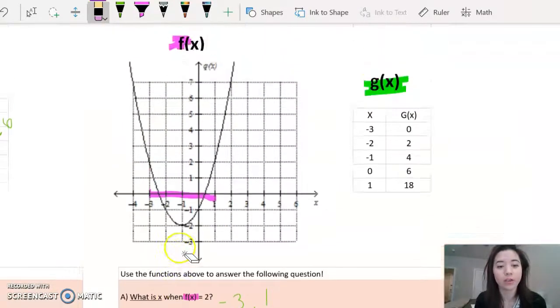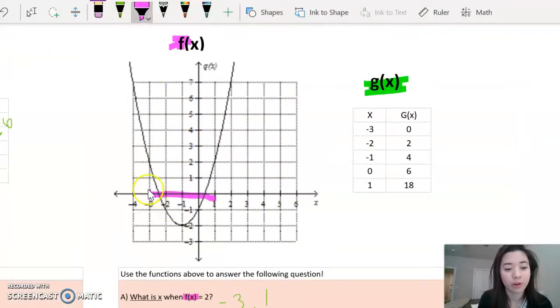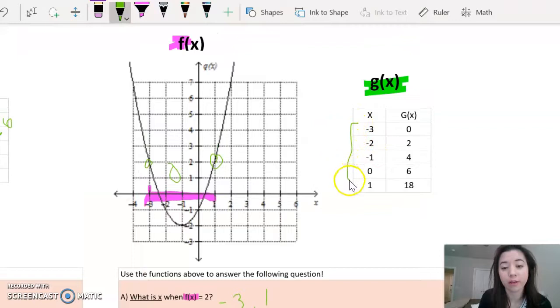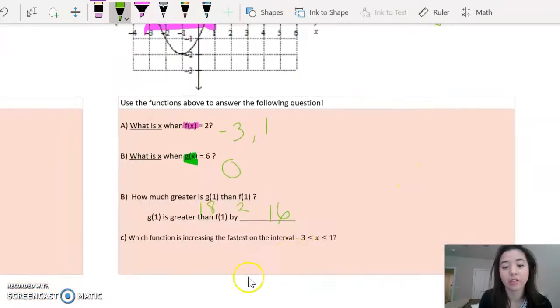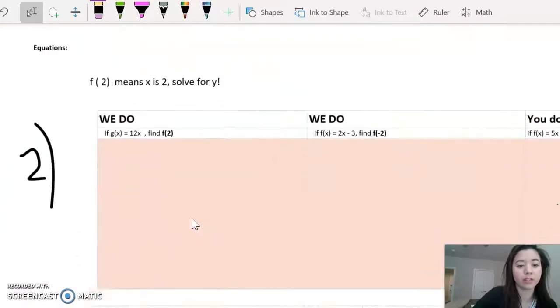And then which one is increasing faster from negative 3 to 1? So we were looking from negative 3 to 1. My graph was at 2 and then ended at 2, so this one increased by 0. Between negative 3 and 1, my table increased by 18. So g of x increased faster. Alright, let's go on to the next one.